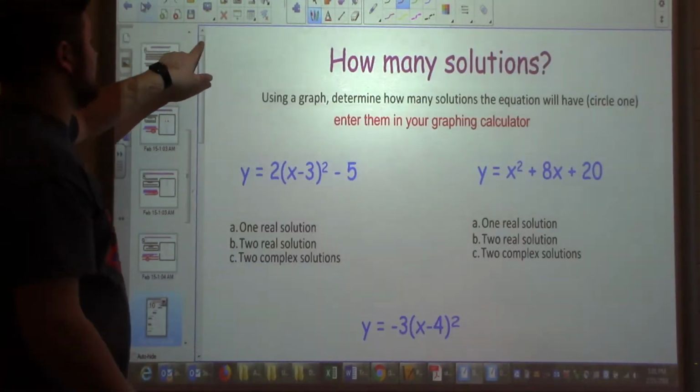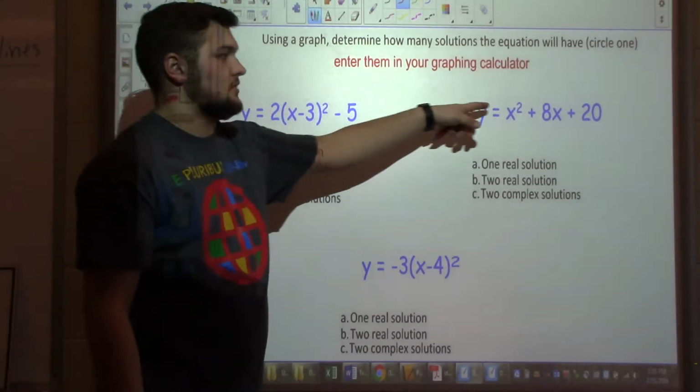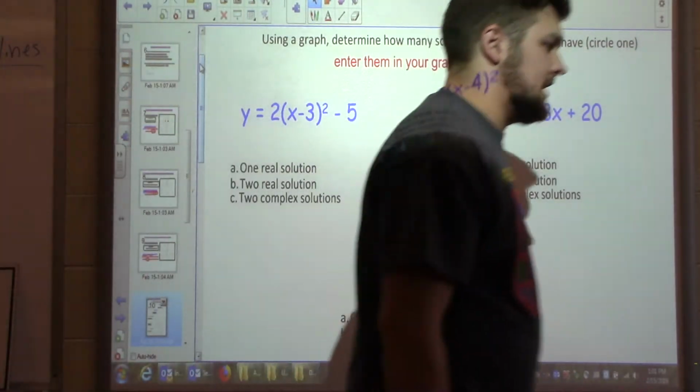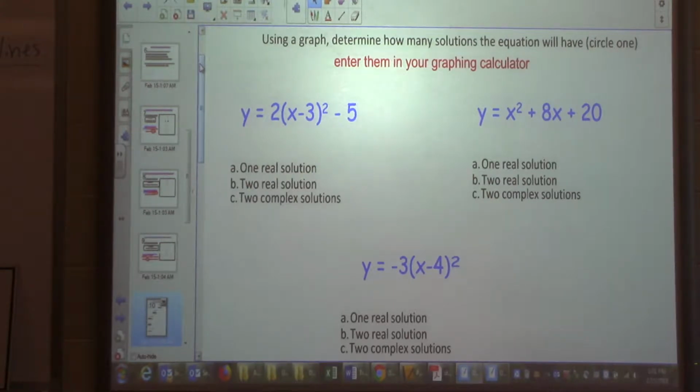So, if we give you three equations like this, we ask you, go into your graphing calculator. Let me pop mine up. Go into your graphing calculator under y equals.